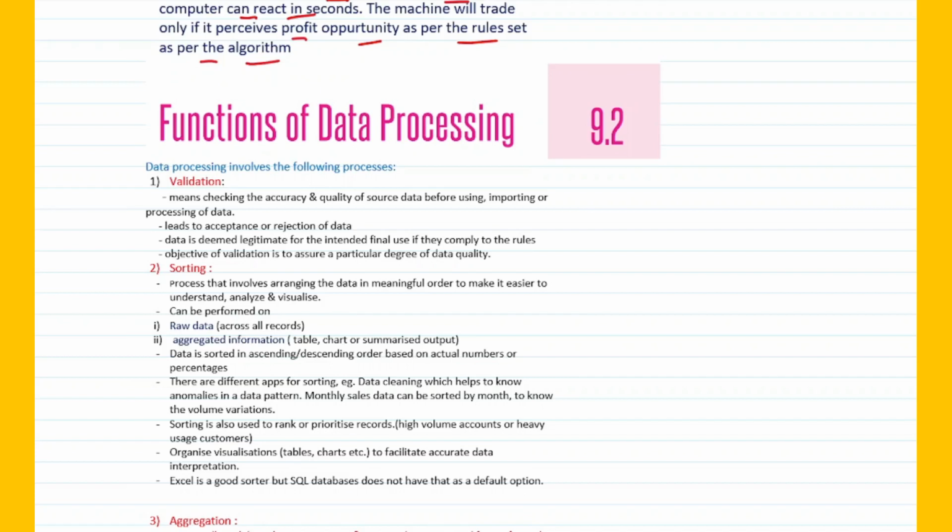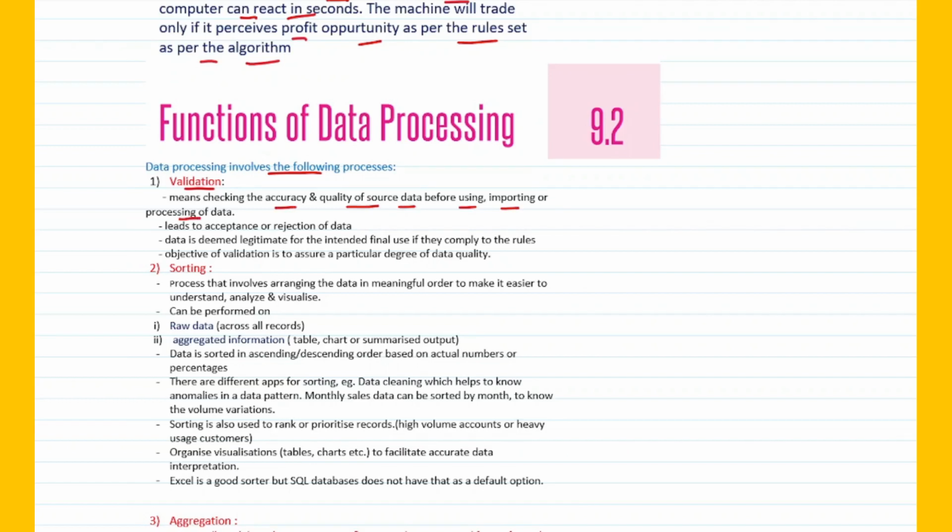Data processing involves the following processes. So what are the functions of data processing? It involves certain processes. The first one is validation. What does validation actually mean? It means checking the accuracy and quality of source data, as in where the data has actually originated, before using, importing or processing of data.